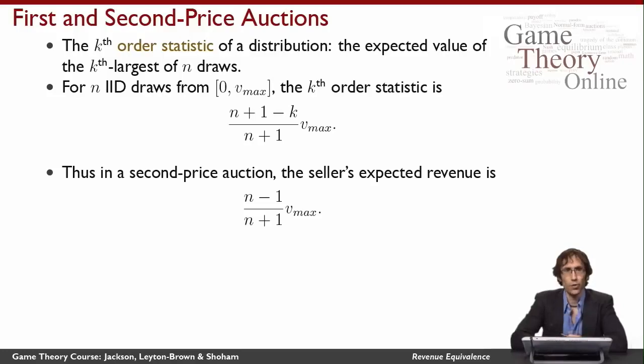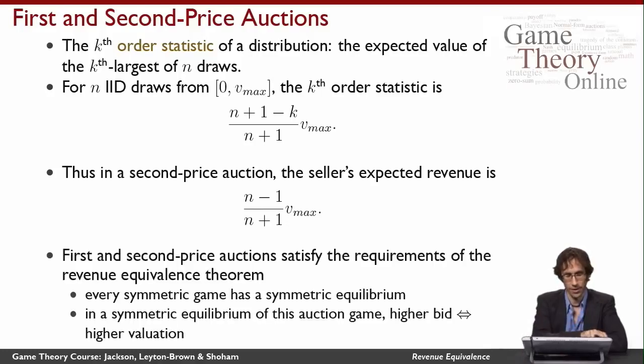Now, using this fact directly, I can conclude that in a second price auction, the seller's expected revenue is this fraction. And that's because I know that in a second price auction, the seller's expected revenue is the same as the expected value of the second highest bidder, because the seller always gets the revenue of the second highest bid in a second price auction. So if I just substitute in, this is the expression that I get, and you can confirm that.